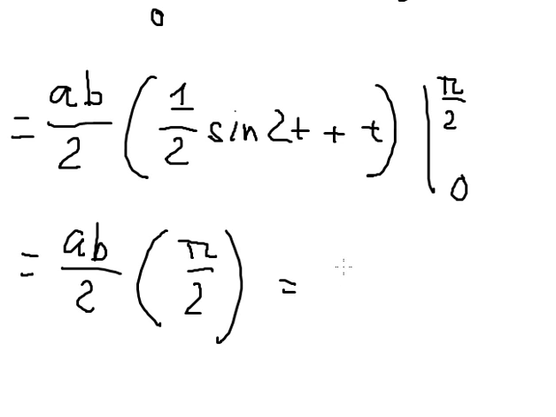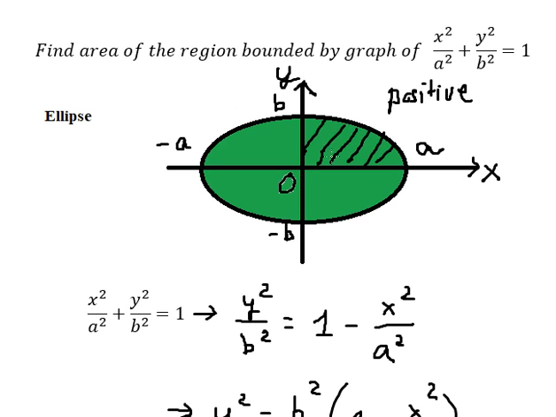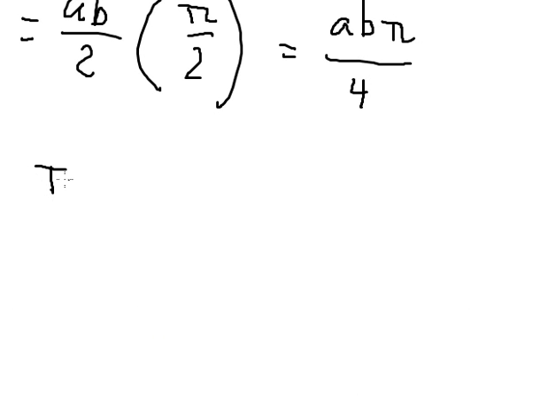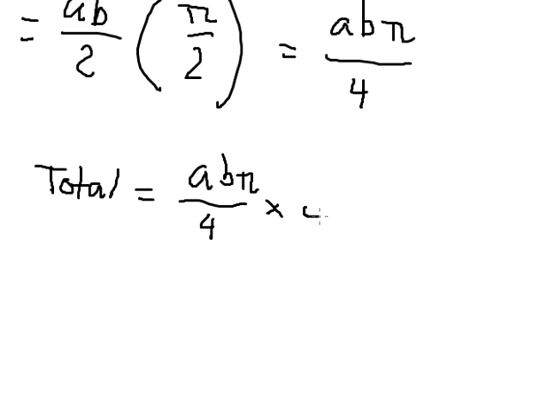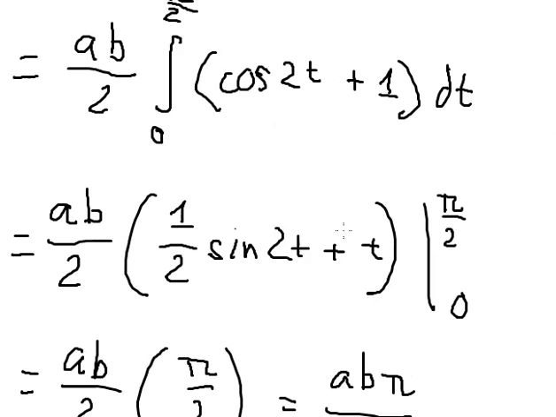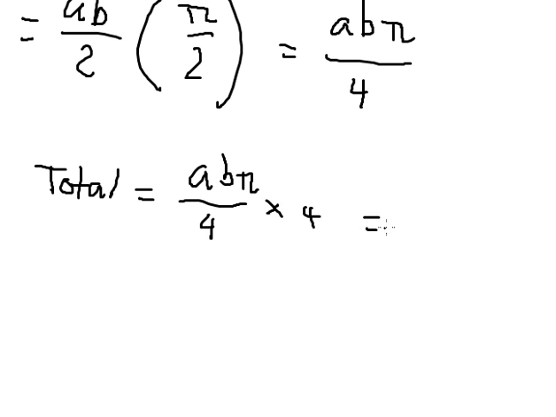So this one we have a b pi over number 4, because this is about 1 over 4. So the total area in here, we have 4 same areas. That's why we multiply by number 4. And this is the final answer.